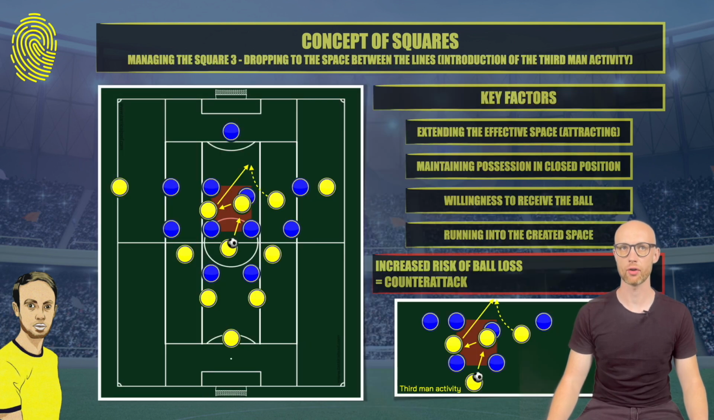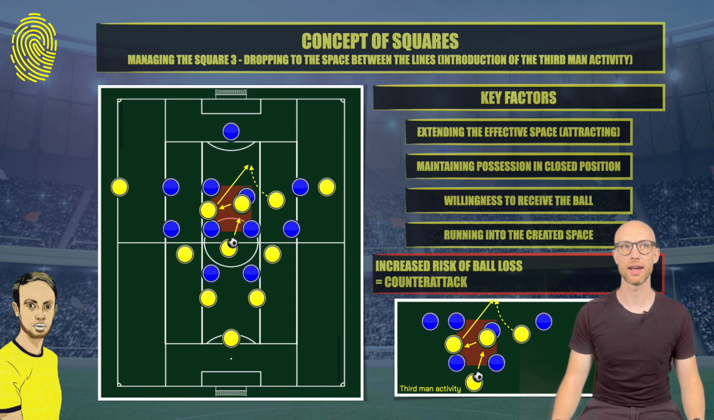As previously described, the third man activity can be executed when the player participating in it is able to create space behind him. This is possible only if in the initial phase of the process he effectively lengthens the playing space and draws the opponent's attention, causing him to follow. The entire process involves a high risk of losing the ball, so the key action is to release the ball in a close position under the opponent's pressure to a teammate positioned frontally towards the opponent's goal.